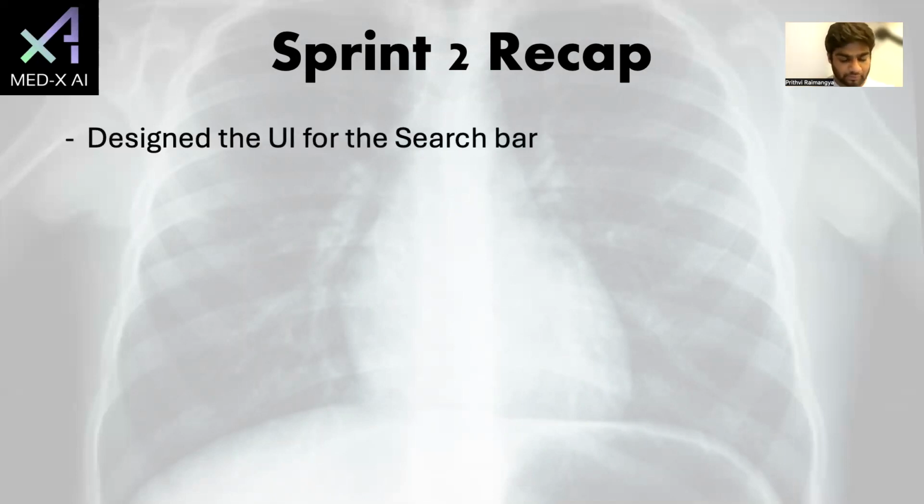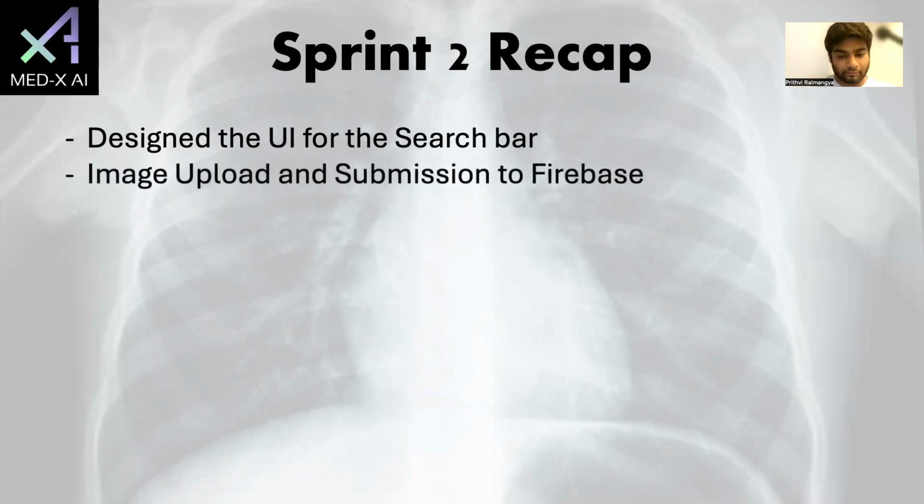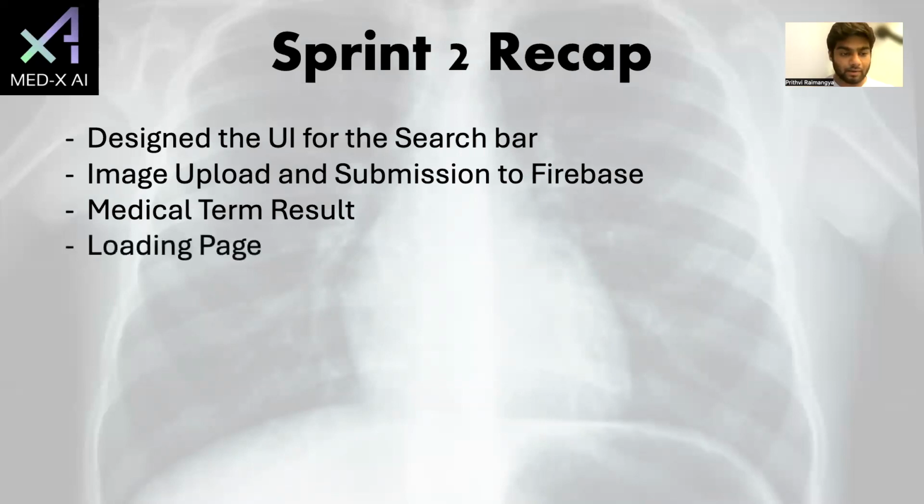So let's go back to Sprint 2 and have a recap. What we did in Sprint 2 is that we designed the UI for the search bar. We created an image upload and submit Firebase function. As soon as that was done, we created a function for getting the medical term. We then also developed the loading page, which is required when such functions take time and which can be executed by async functions.